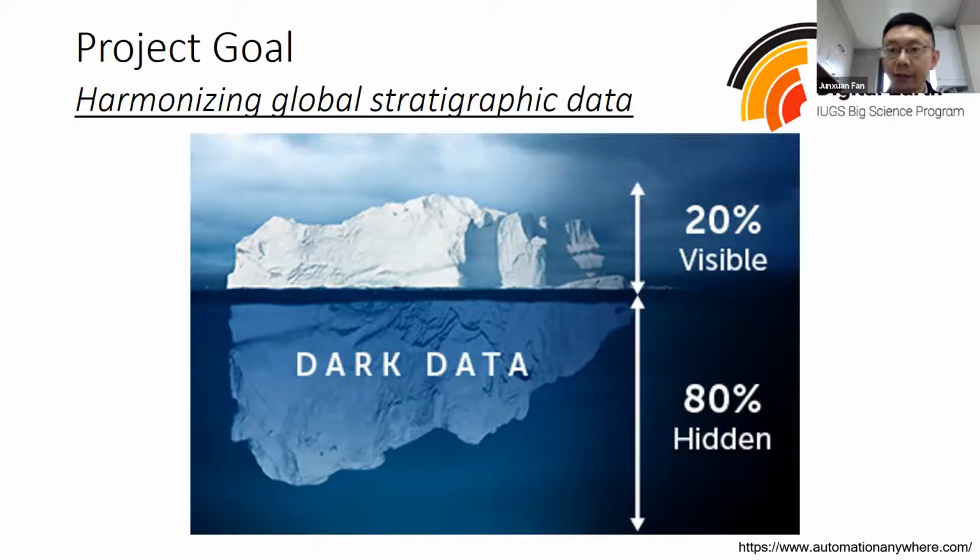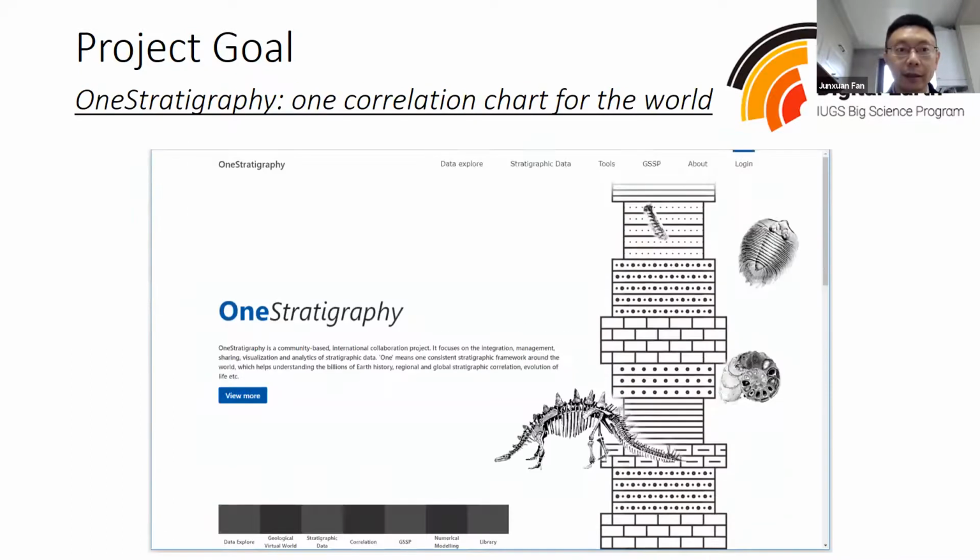From this picture, we know that existing stratigraphic databases hold only about 20% of the whole data. About 80% of the data is invisible or hidden somewhere. So the most important job is how to find those data, make them available to the public, and share them. One goal of the Stratigraphy Working Group is to establish a portal for the digitization and sharing of stratigraphic data.